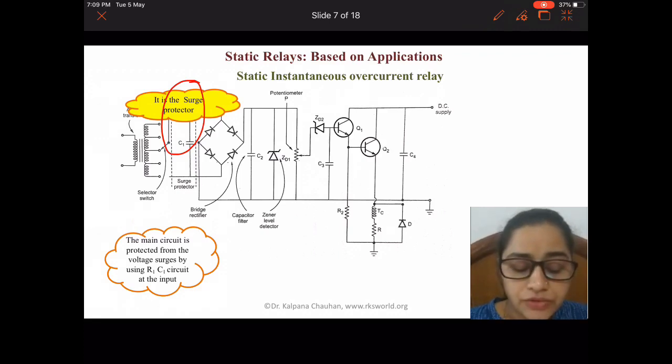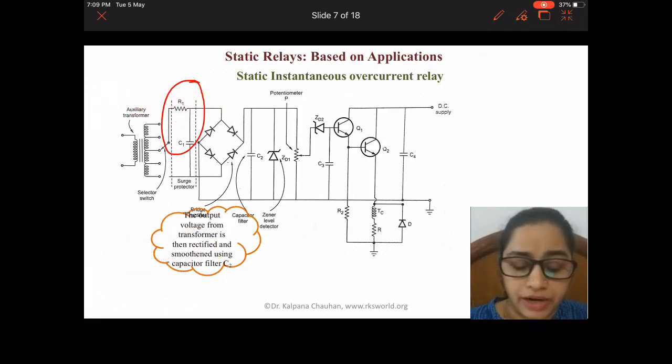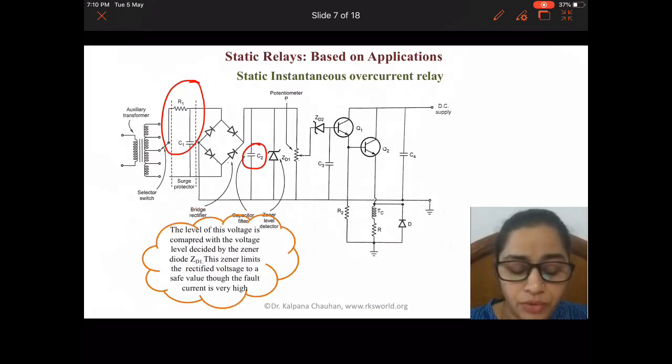The output voltage from the transformer is then rectified and smoothened using the capacitor filter C2. The level of this voltage is compared with the voltage level decided by the Zener diode ZD1. This Zener limits the rectified voltage to a safe value, since the fault current is very high.